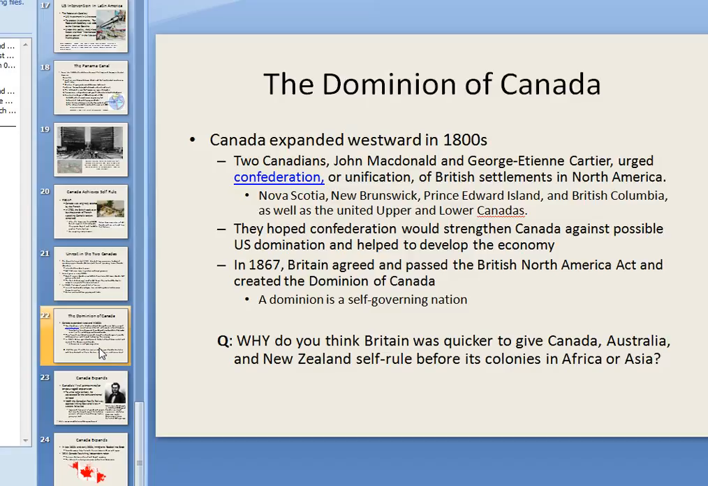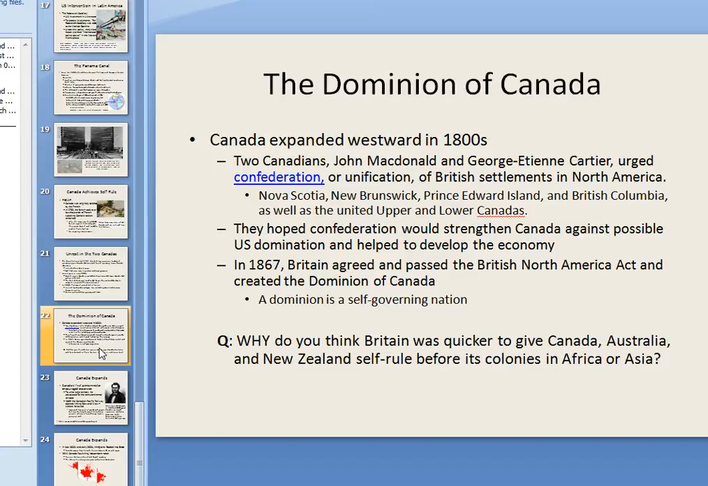They hoped a confederation would strengthen Canada against possible U.S. domination and also maybe help to develop its economy. So in 1867, Britain agreed and passed the British North America Act and created the Dominion of Canada. And a dominion is basically a self-governing nation.